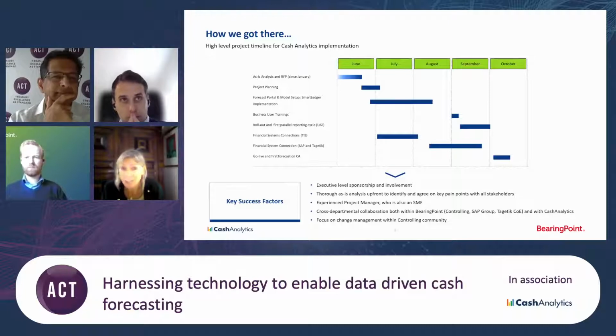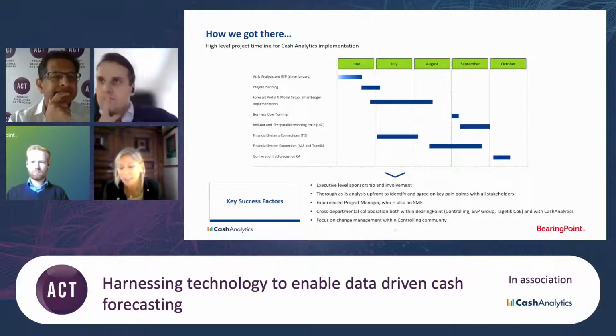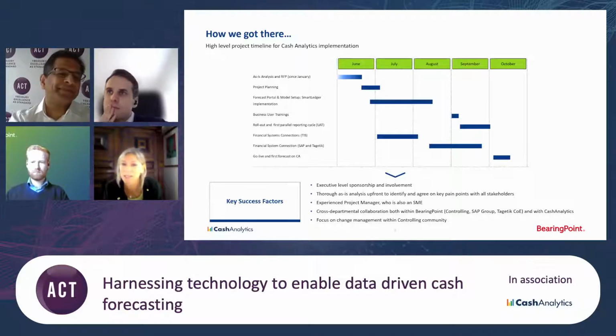Once we made the decision, we were hit. The summer was coming in, but we were able to really do quite a bit in the summer. And it's amazing when you look at projects nowadays, a system like CashAnalytics is in the cloud, it goes onto your computer, and before you know it, it's there. Then it was a question of getting the information in there. And you can see we could work in parallel.